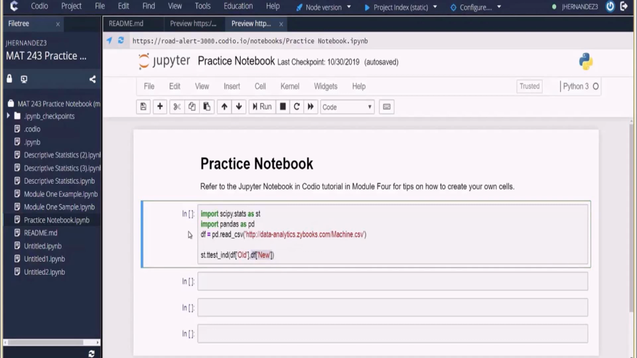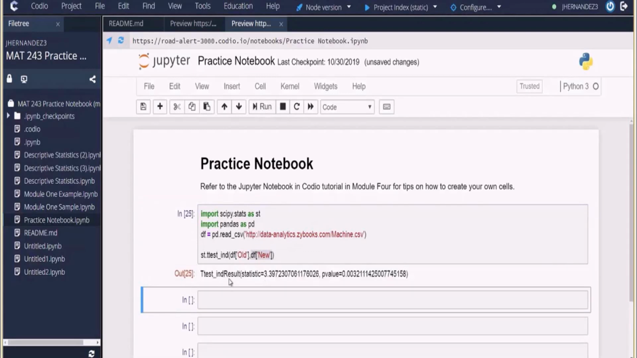So we run this and we get our test statistic, which is 3.397, and our p-value is 0.0032. Again, based on the alternative hypothesis, if we have a two-tailed test, meaning that the alternative hypothesis is set to not equal, we will take this value as is and compare it to alpha. If the alternative hypothesis is set to less than or greater than, then we will divide this by 2 and then compare that with alpha to reach our conclusion.